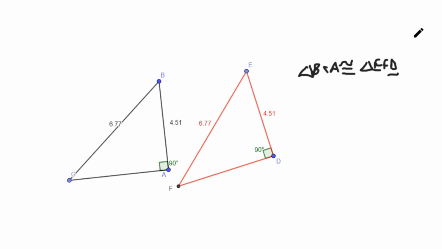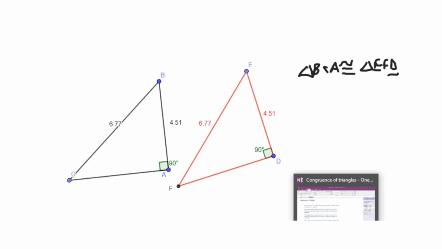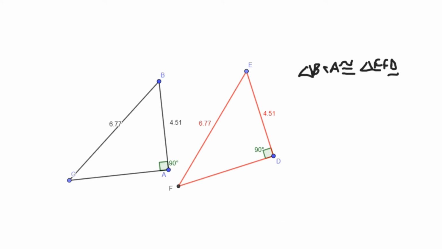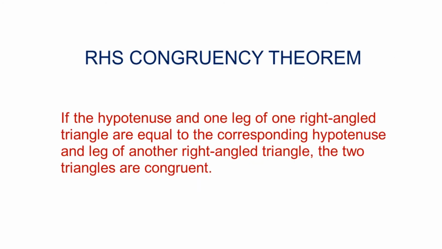If we look at the RHS theorem, what does the RHS congruency rule say? Let's have a look. It says that if the hypotenuse and one leg of one right angle triangle are equal to the corresponding hypotenuse and leg of another right angle triangle, then the triangles are said to be congruent to each other.